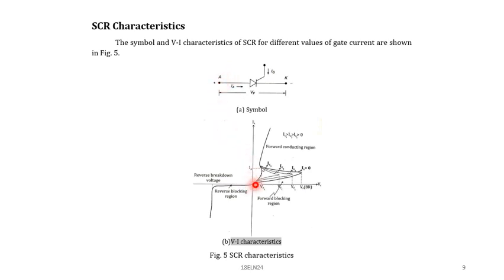Now from these characteristics there are 3 regions. One is the forward conducting region, the second is the forward blocking region, and the third is the reverse breakdown or reverse blocking region. I mentioned it is a 4-layer device with 3 junctions, and based on the junctions we can represent it as a forward conduction region, forward blocking region and reverse blocking region.